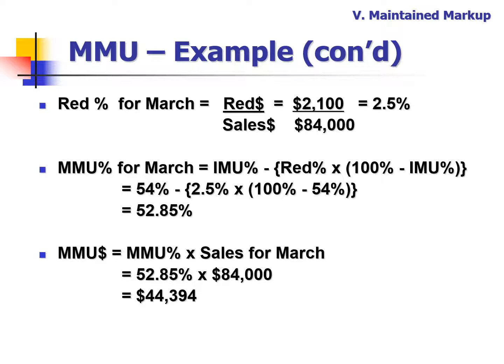All right, so now that we know the MMU percent, the MMU dollar will be MMU percent times the sales of March, right? That we planned $84,000 times that 52.85% MMU percent. That gave us the idea that in the month of March we are going to maintain $44,394 of markup if everything goes as we planned.